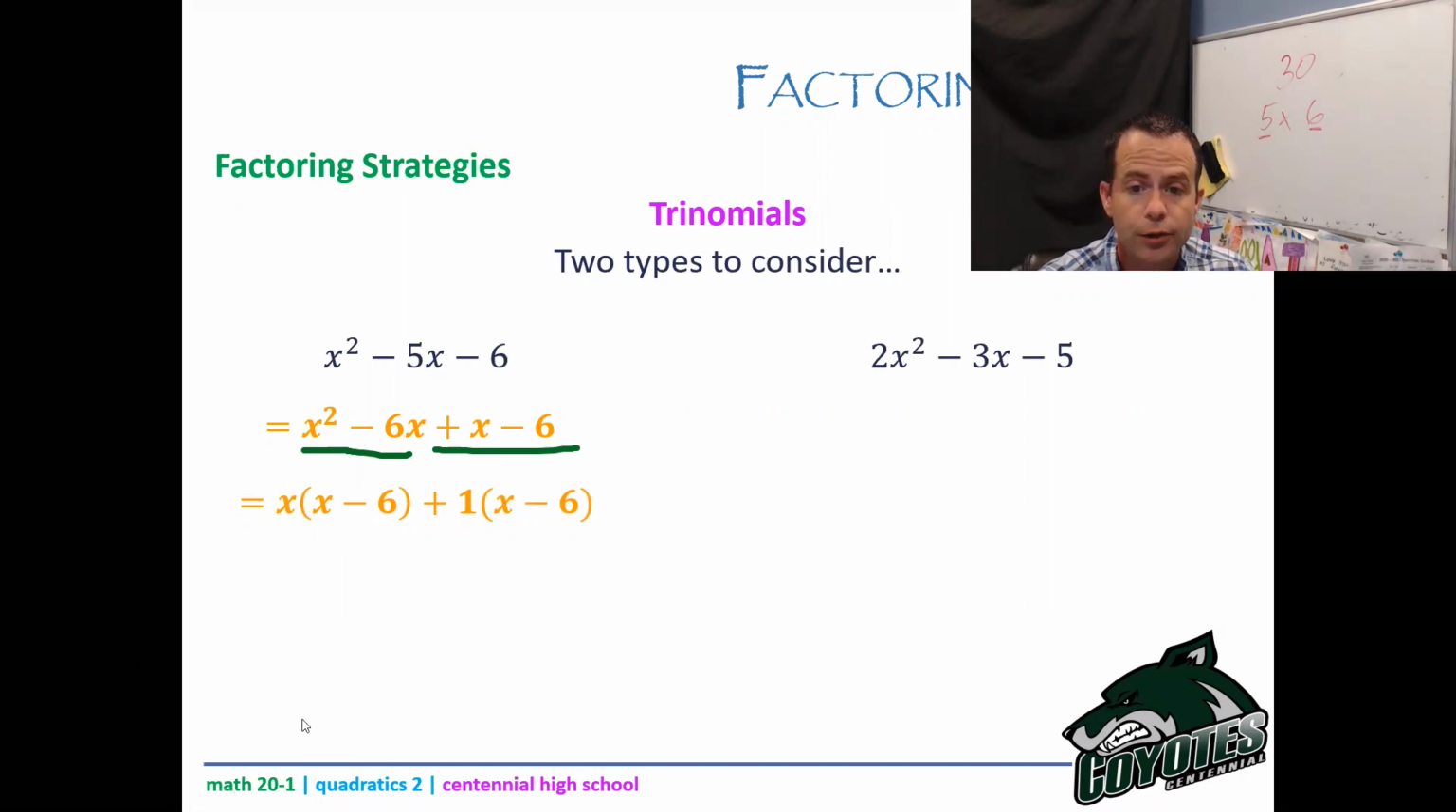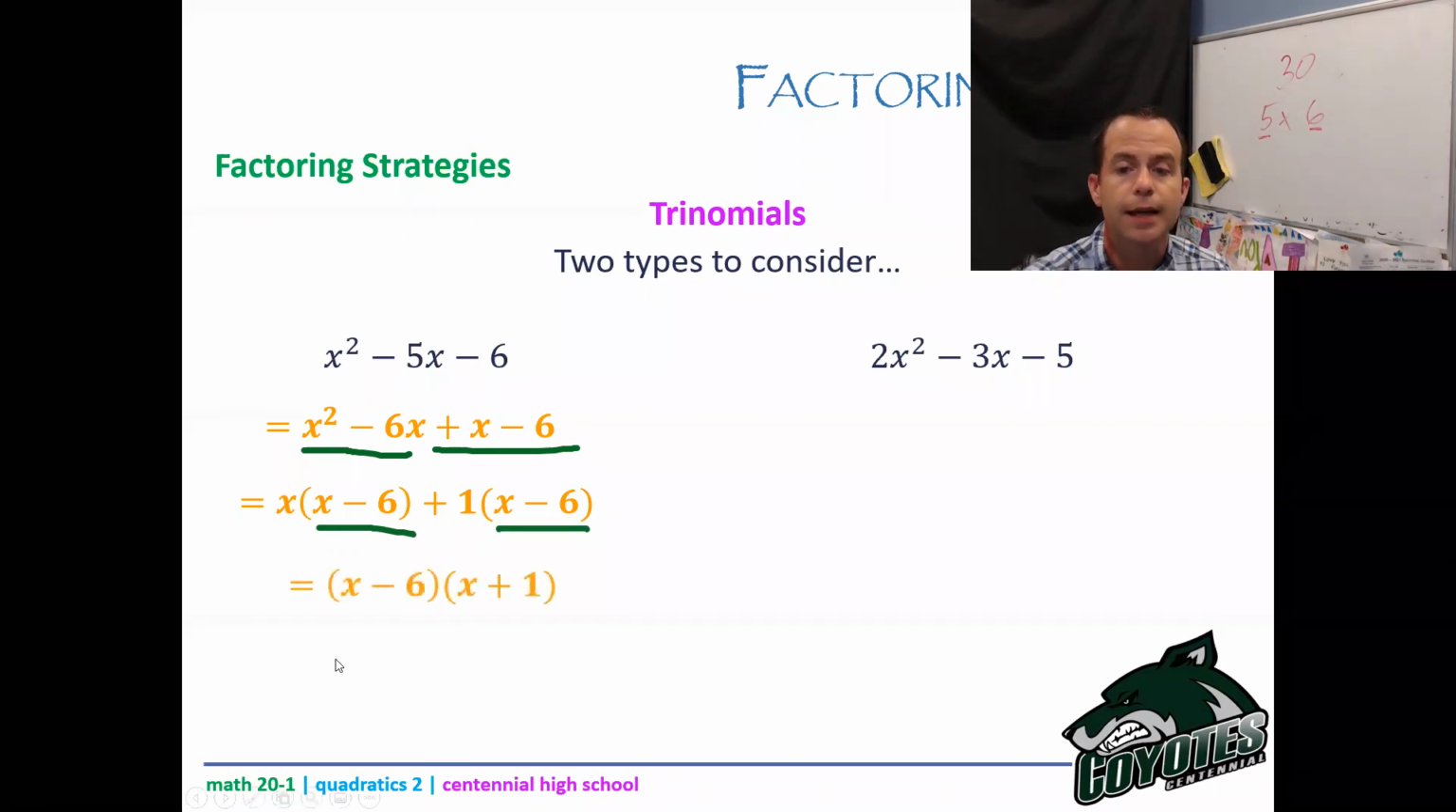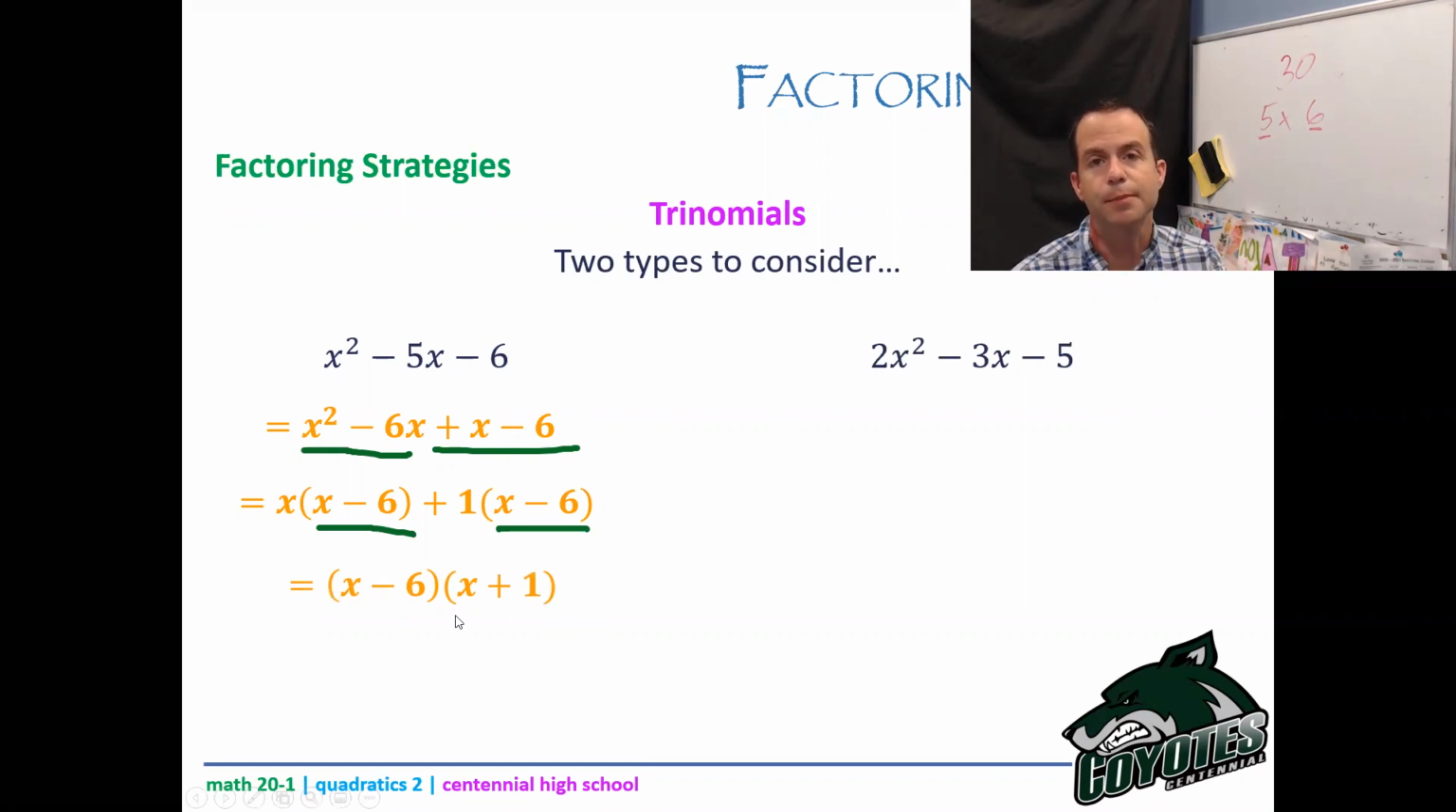But now my heart goes pitter-patter because I have a factor that's common in both of these terms. That x minus 6 is common for both terms now. And because that's now a greatest common factor, I can pull it to the front. So I'm actually left with x minus 6 times x plus 1. Now I have a binomial times a binomial. Remember the whole purpose of factoring was we wanted to create a multiplication sentence. I now have a multiplication sentence. I know that x squared minus 5x minus 6 is the same as x minus 6 times x plus 1.